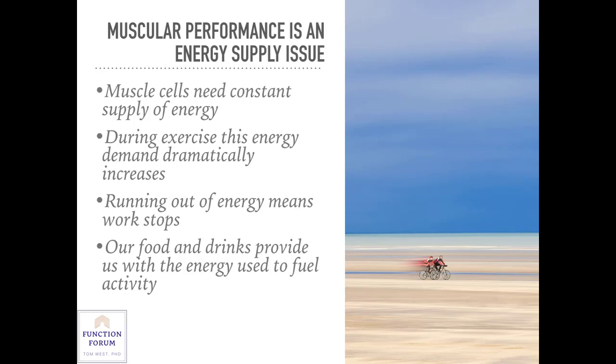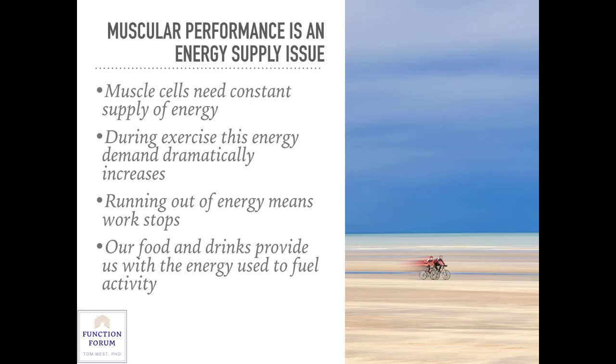And this is because muscle cells need a constant supply of energy to fuel muscle contraction or to hold a muscle contraction. During exercise, the energy demand within skeletal muscle increases dramatically. Running out of energy or running out of ATP means work stops within the muscle, which means we can no longer maintain a contraction or maintain the same force of a contraction. So the ability to supply energy throughout an activity will determine the intensity at which we can perform that activity.